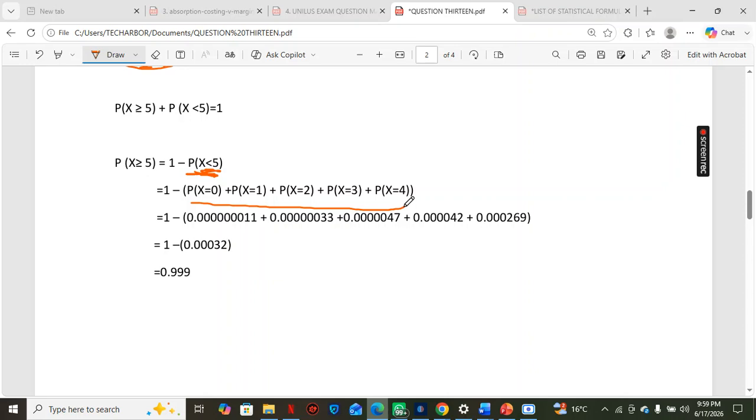Okay, and once you do your tabulations, you get 0.0032. You're subtracting all of that from 1. 1 minus 0.0032 is 0.999. So this is the probability that at least 5 students prefer working in the banking industry.